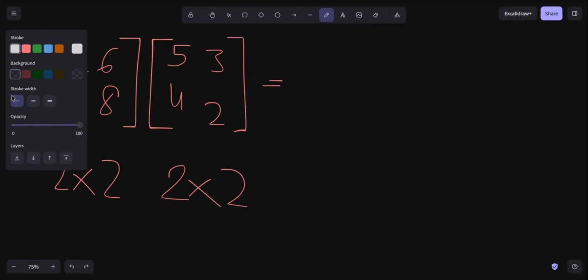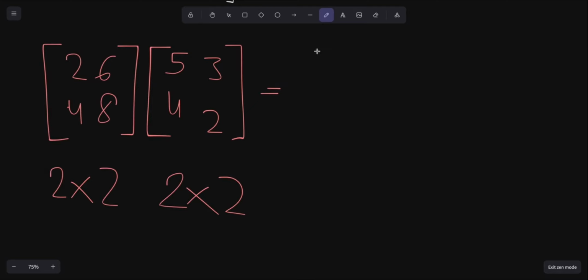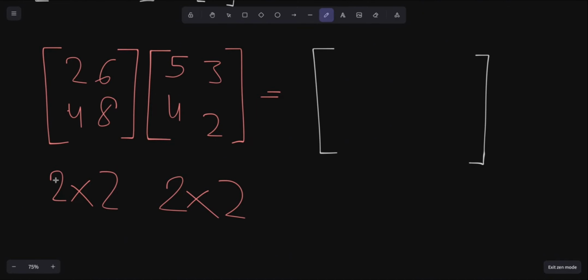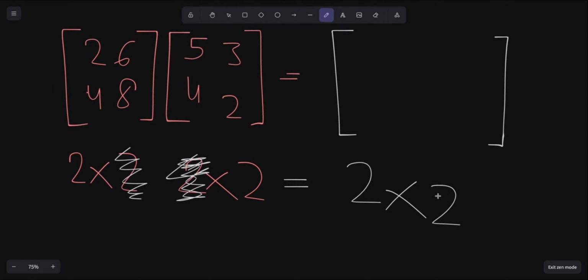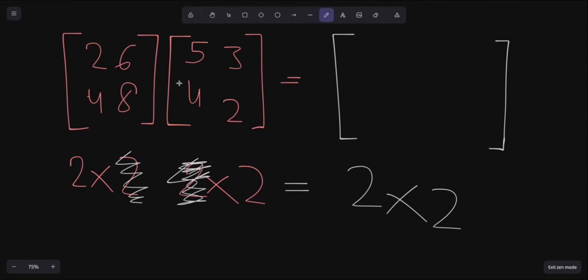Anyways, let's go back and actually write this out. If I multiply a 2 by 2 matrix by a 2 by 2 matrix, the resulting matrix shape is also going to be 2 by 2. Another trick I use to memorize the shape of the matrix that you get when you multiply two together is that you just delete the insides. So you just get 2 by 2.